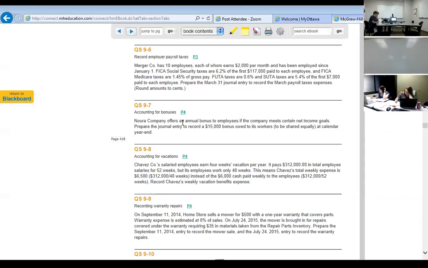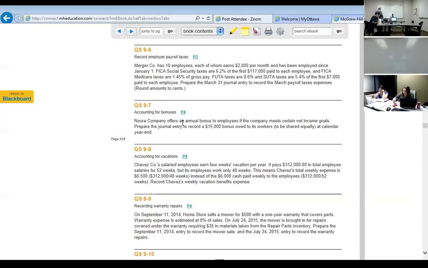On September 11th, 2014, Home Store sells a mower for $500 with a 1-year warranty that covers parts. Warranty expense is estimated at 8% of sales. On July 24th, 2015, the mower is brought in for repairs covered under the warranty, requiring $35 in materials taken from repair parts inventory. Prepare the September 11th, 2014 entry to record the mower sale and the July 24th, 2015 entry to record the warranty repairs.